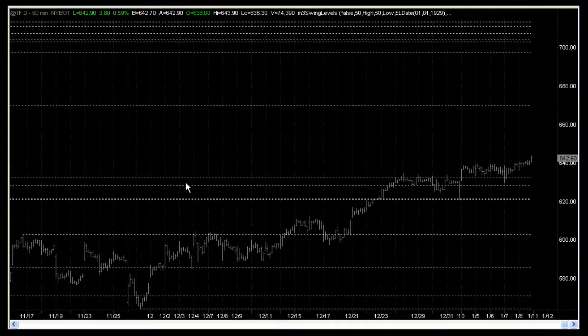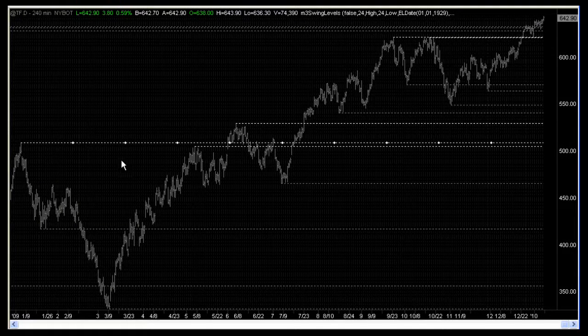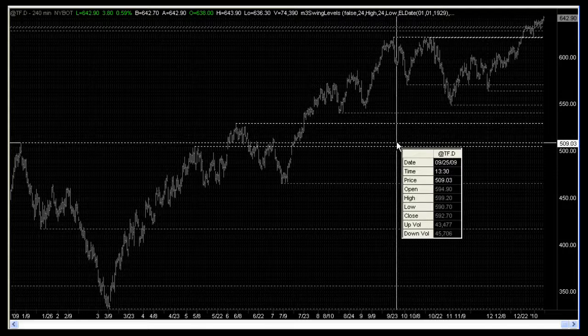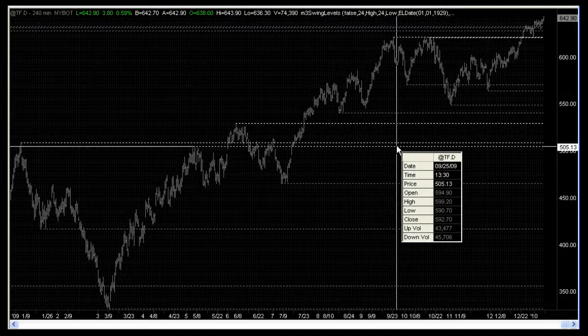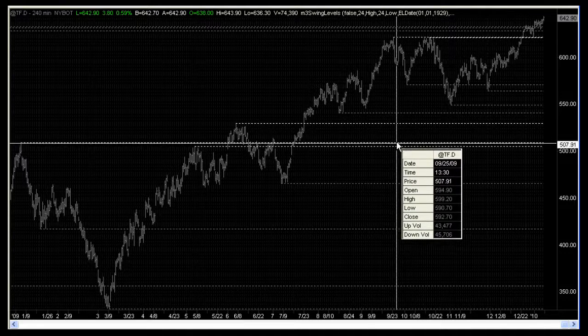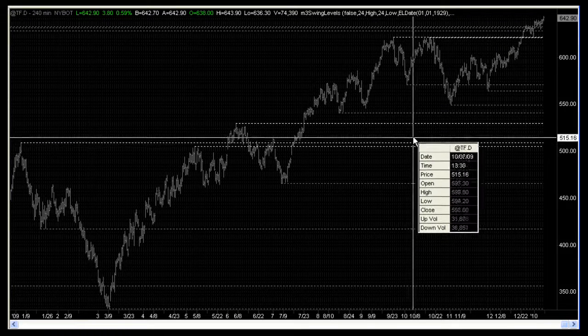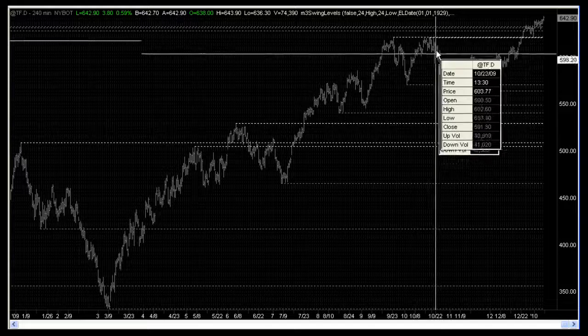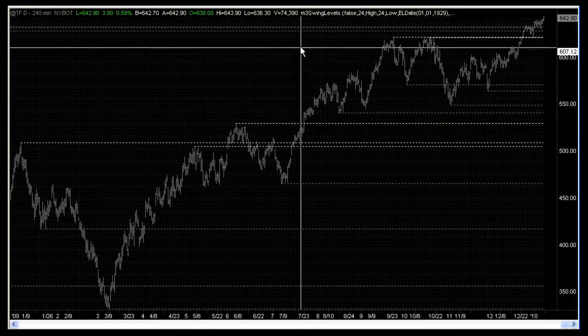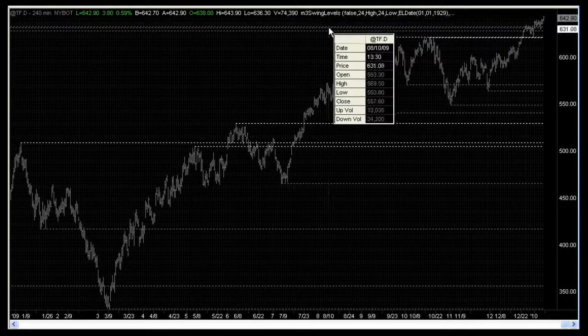And now let's go to a more significant chart, meaning that we're going to a 240-minute chart, and you can see the levels that this picked out for the Russell 2000 here. So it basically picked out 509, 505 as a resistance and support zone, and that indeed was fairly important. And then now we have quite a bit of resistance and support up here.